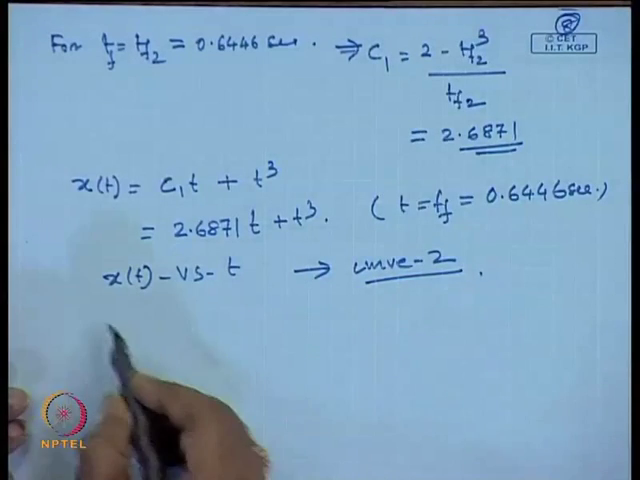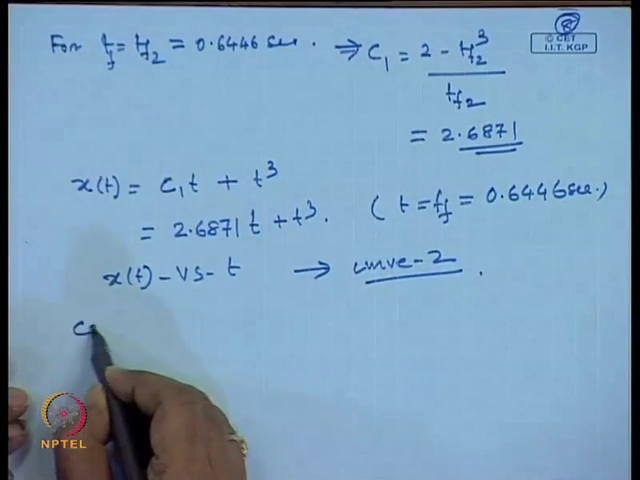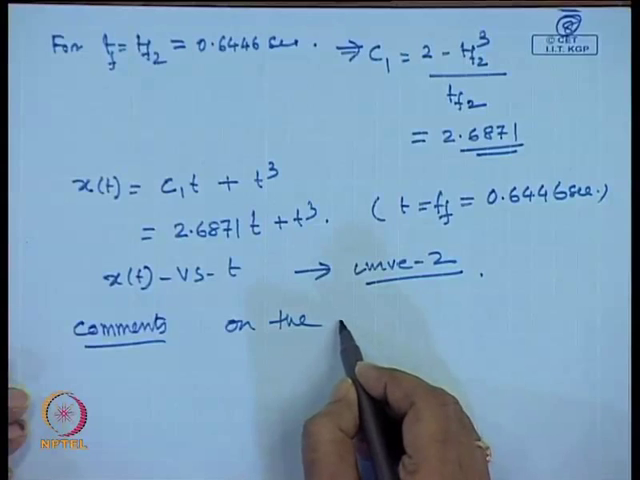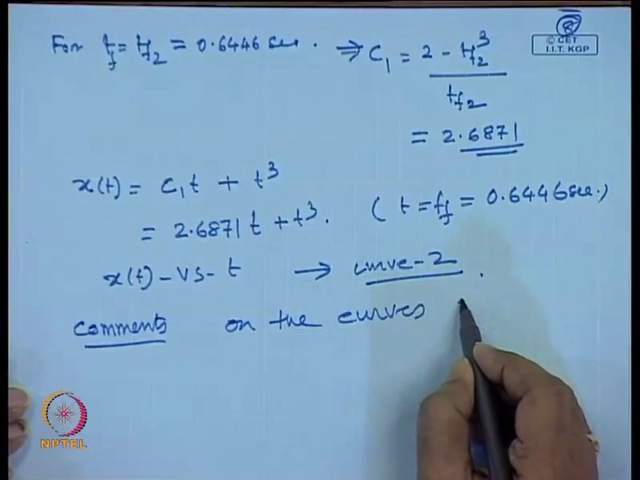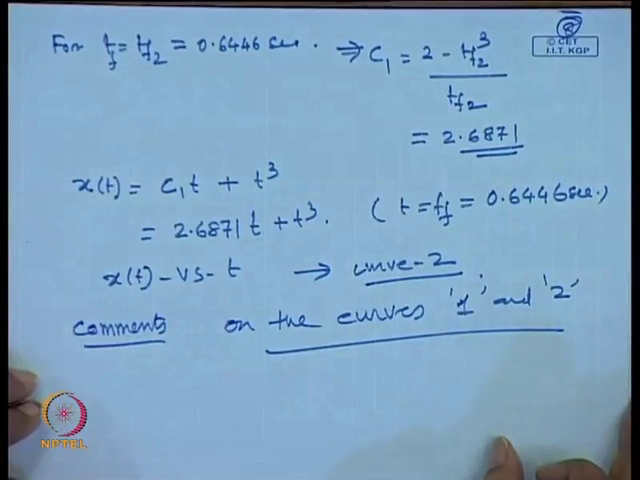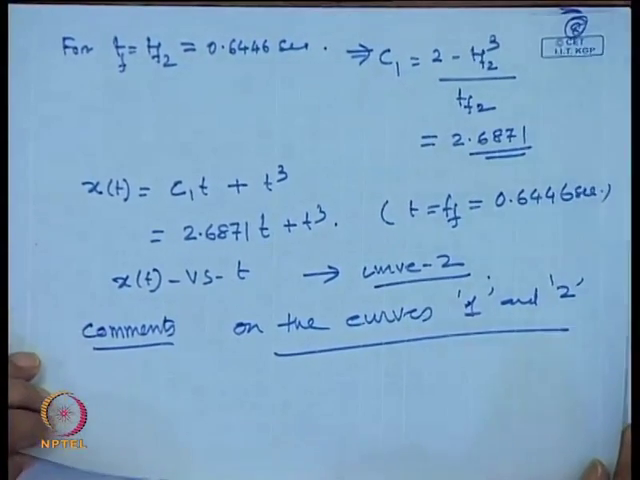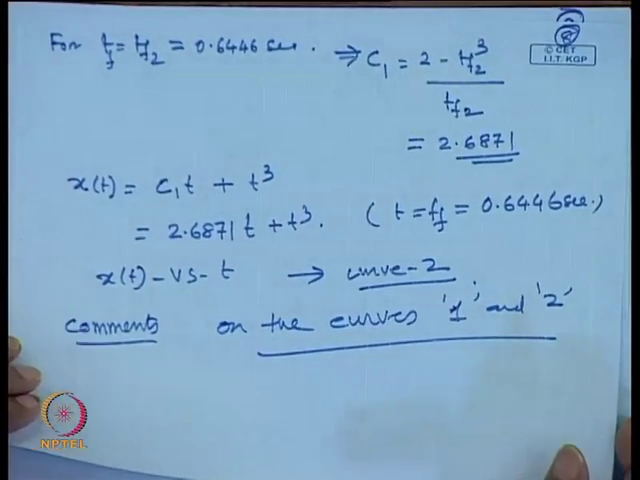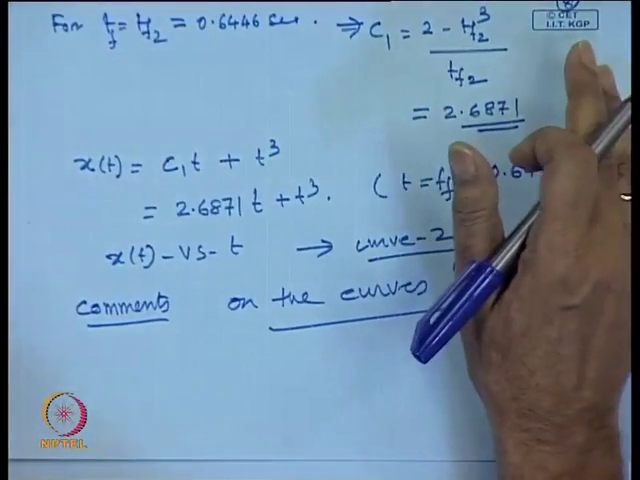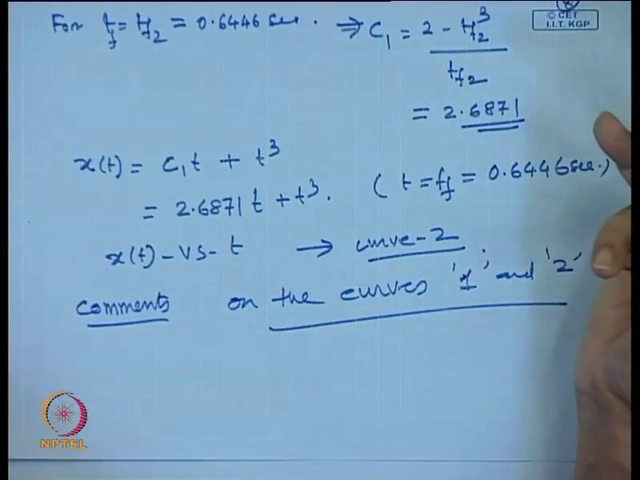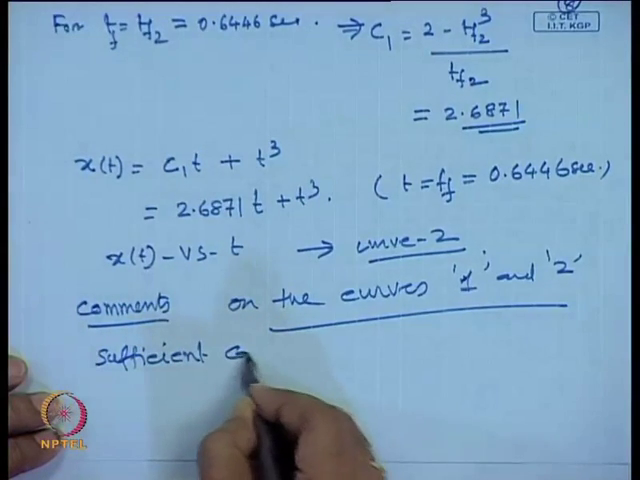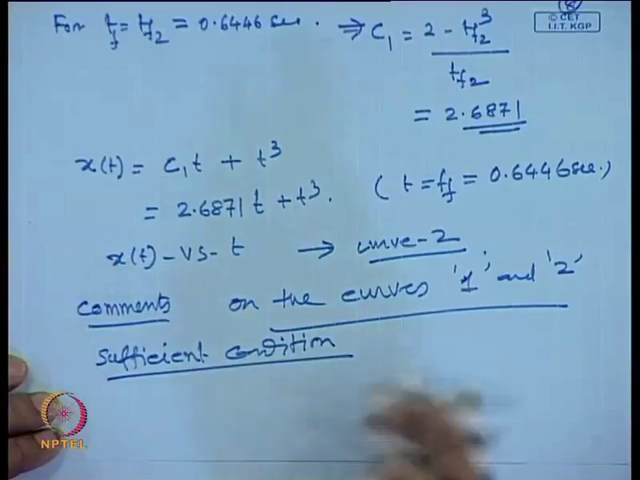So, I advise you to make your comments on curves 1 and 2, which I asked you to plot: which trajectory gives the maximum value of the functional, and which gives the minimum value of the functional. Whether it gives minimum or maximum, you can find out using our sufficient condition. What is the sufficient condition?